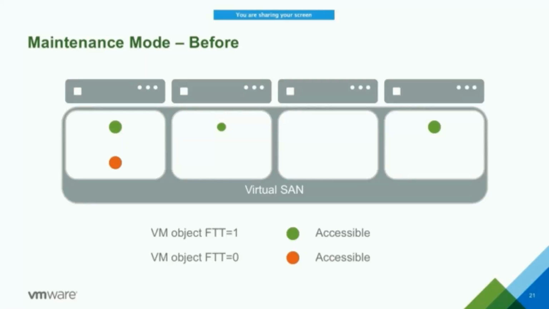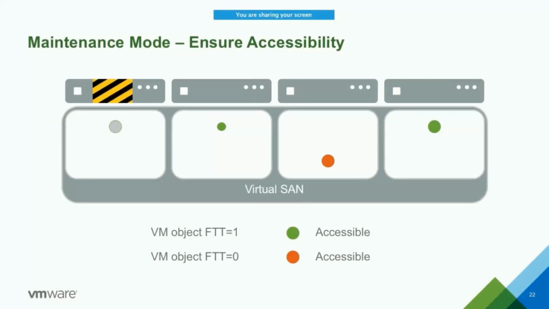Let's take a look at each of the 3 possible options and see how they affect the placement of these particular objects. So we put host number 1 into maintenance mode. In this case, we selected the default, ensure accessibility. So in other words, vSAN is going to make sure there's at least one replica out there that's accessible and active, so that the VMs don't go offline, even though we're putting this host in maintenance mode. So it's not going to move that second replica of the green object. However, since there's only one copy of the orange object, it's going to move that to another host in the cluster, again, to make sure that both objects are accessible. So in other words, we are ensuring accessibility.